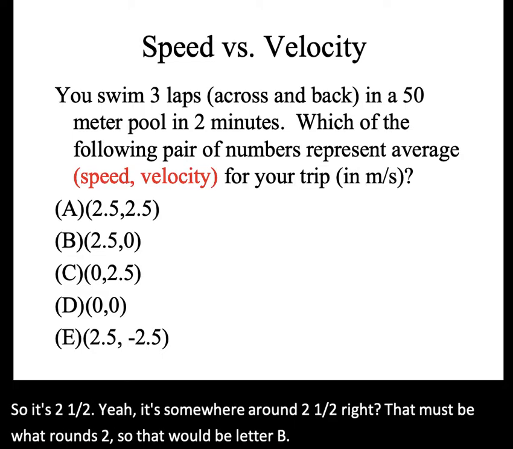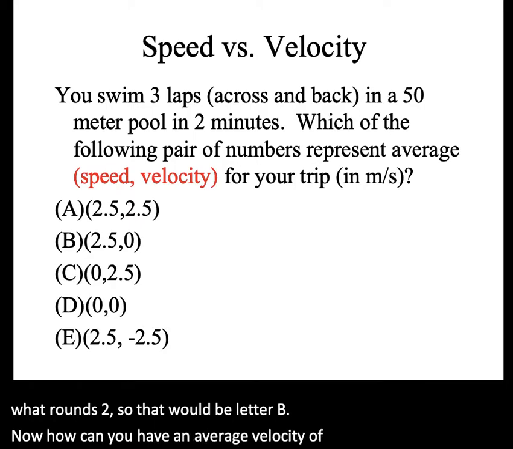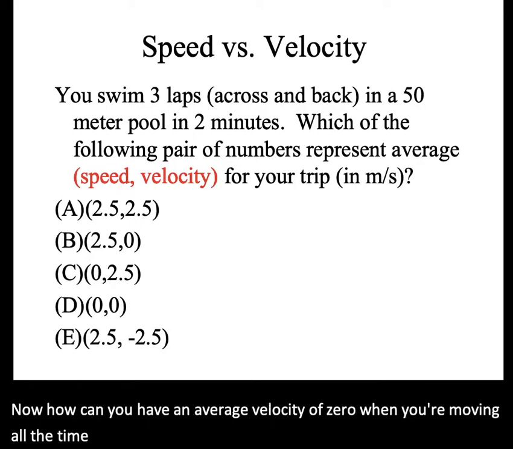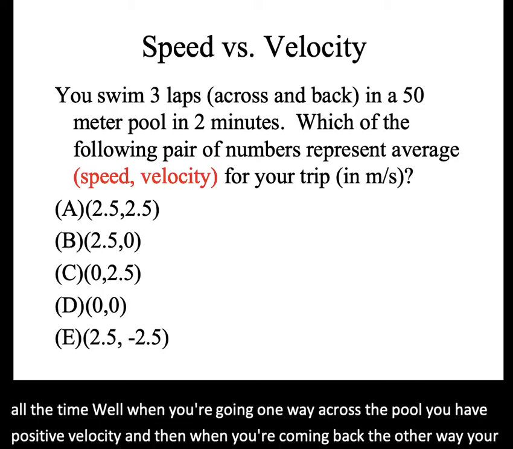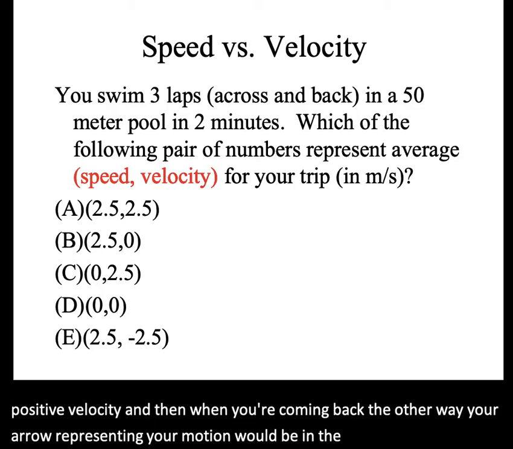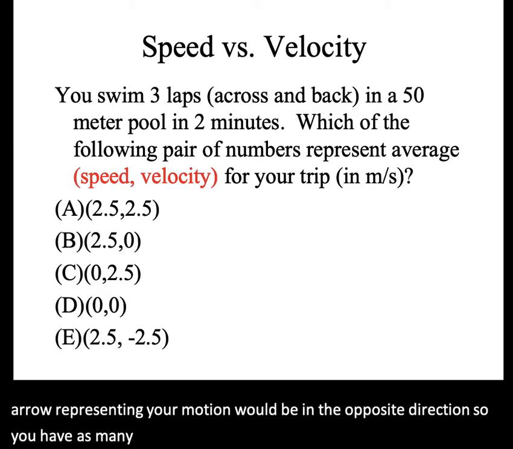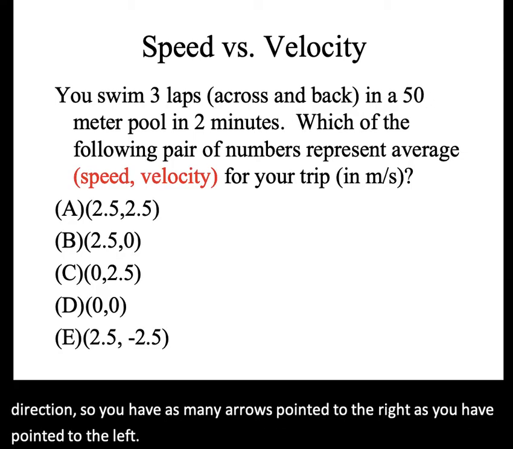Now, how can you have an average velocity of 0 when you're moving all the time? Well, when you're going one way across the pool, you have positive velocity. And then when you're coming back the other way, your arrow representing your motion would be in the opposite direction. So you have as many arrows pointed to the right as you have pointed to the left, and they cancel out.